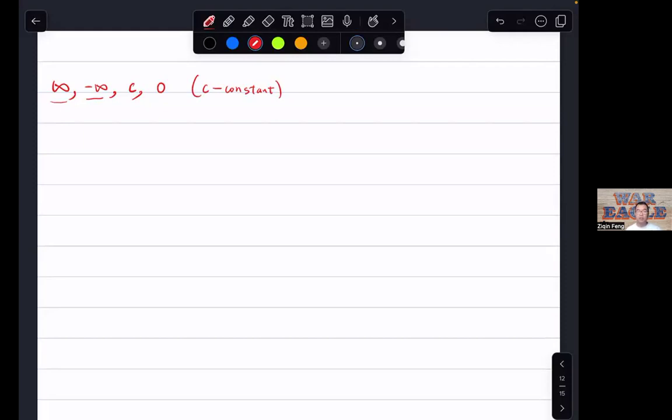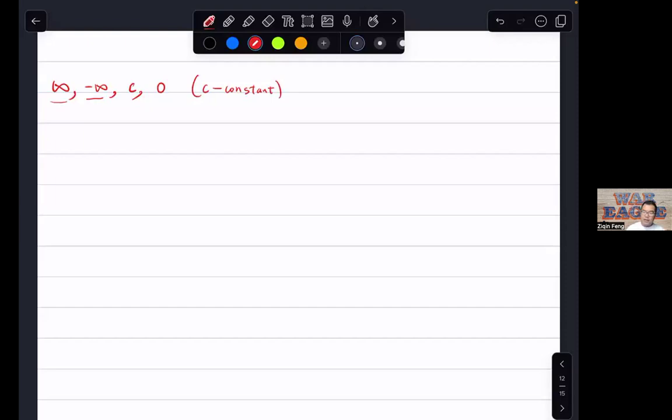c is a constant, zero, we know it's zero, right? If zero is in the denominator, that means you have a function that is getting closer and closer to zero. It doesn't mean that's dividing by zero, right?